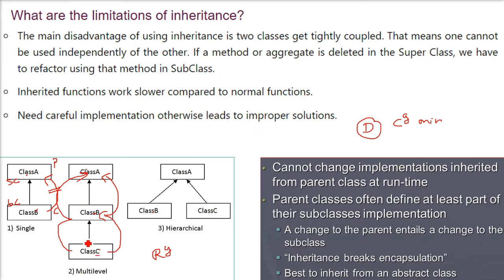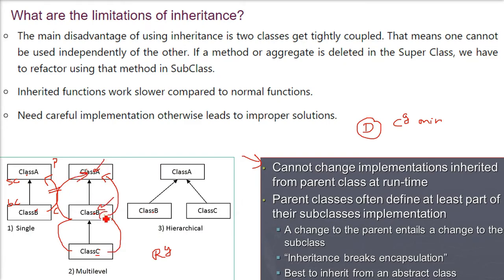And inherited functions work slower compared to normal functions. A normal function is just like that. Here we have different levels of control flow. So the control passing is too high here, so we need to be very careful about implementation. Otherwise it will have an improper solution. We also cannot change implementation inherited from the parent class at runtime. This is the disadvantage. And parent classes often define at least part of their subclass implementation.